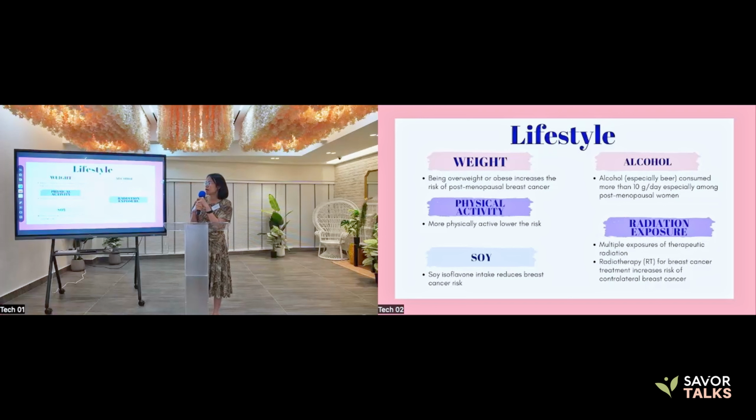Especially dal. My Indian friend taught me. You just cook it, then freeze it, and when you want to eat, you just put vegetables inside and cook. Then you can eat them already.